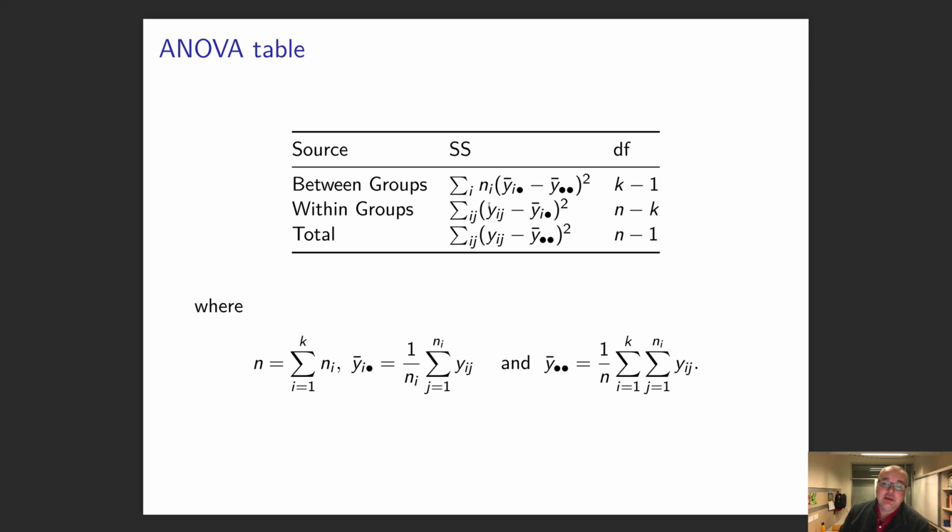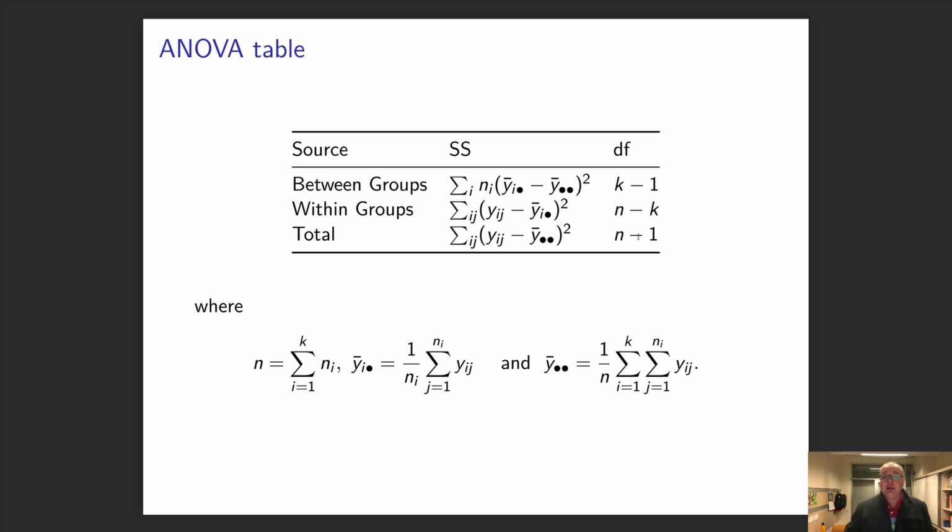Minus, each observation minus its group mean, squared. So there's n here. How many here? Well, there are k of them, because this i is the groups. There are k groups, so n minus k. And the final one is the distance between every observation and the overall mean. There are n points here, and 1 point here, so it's n minus 1.